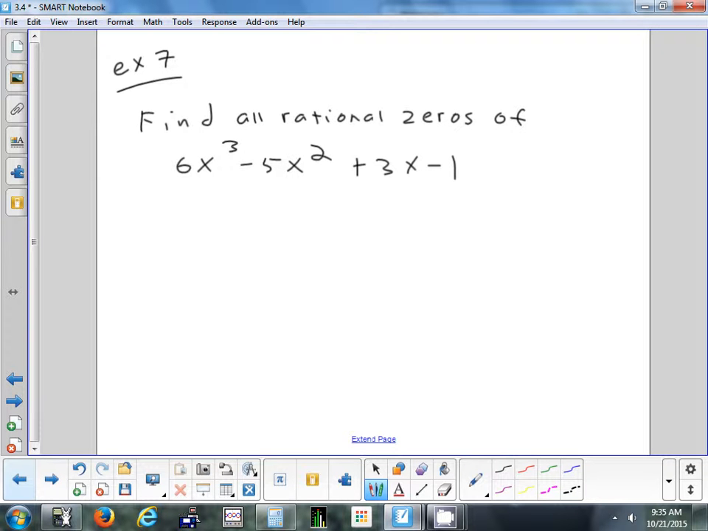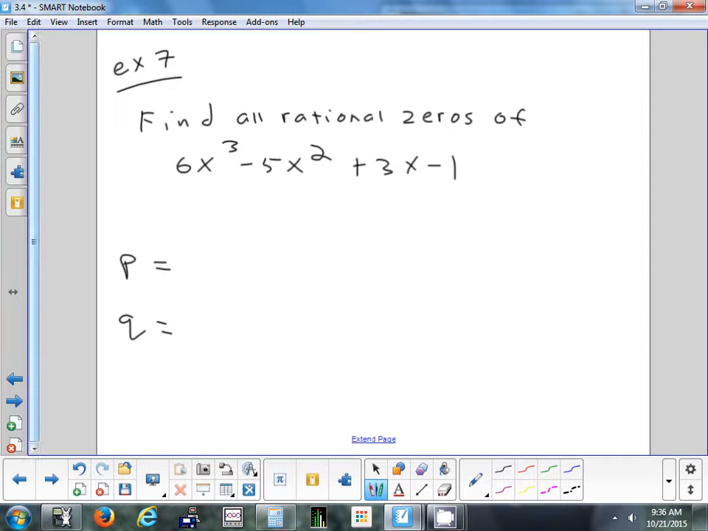Okay, same directions again. Find all rational zeros. Now, keep in mind, they just want rational ones. So if there's a root here that you can't write as a fraction, I don't want it. I only want the ones you can write as fractions. We can use the calculator to help us out, but we don't know what to even try in the table. So what's the first thing I have to do? Factors of 6. Yeah, I have to write those factors out and generate my possibilities, and then I'll try them in the table.